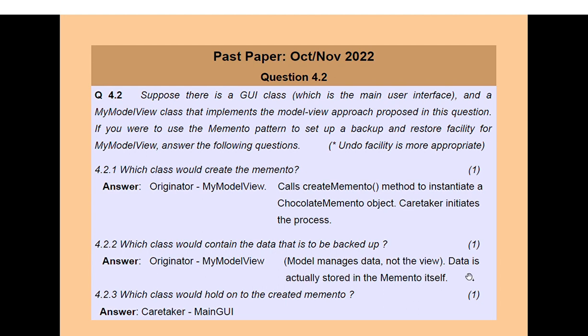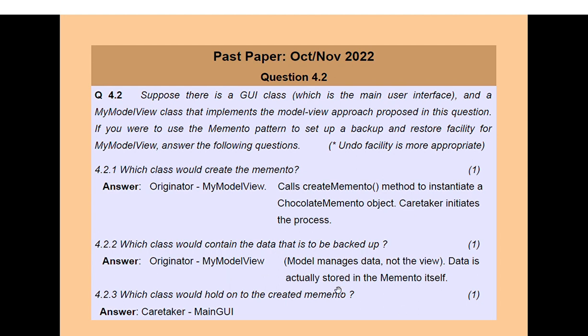But remember that the data, when you do this so-called backup process, is actually stored in the memento itself. So to me, it's not very clear whether this question is referring to the original data that is going to be backed up, in which case it's held in the originator, which is my model view, or are you referring to the data that is actually backed up, in which case that data is then stored in the memento?